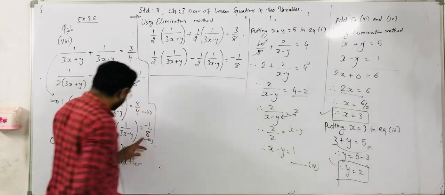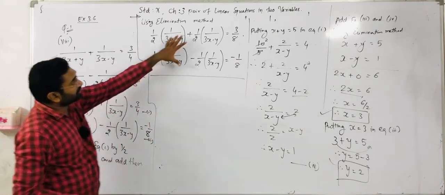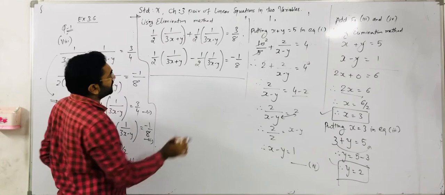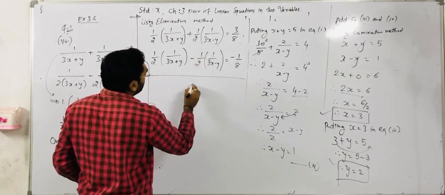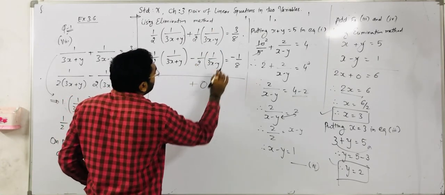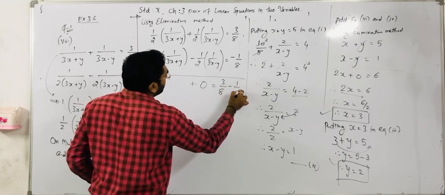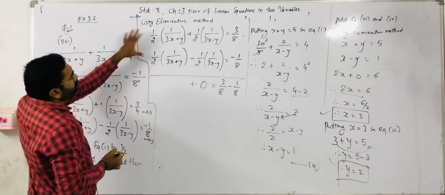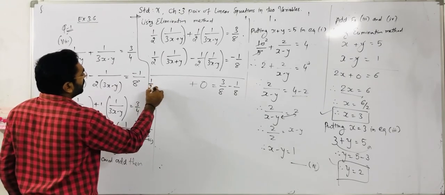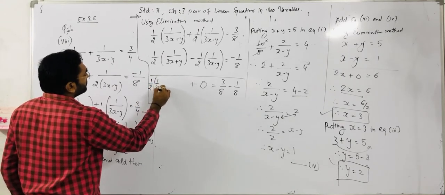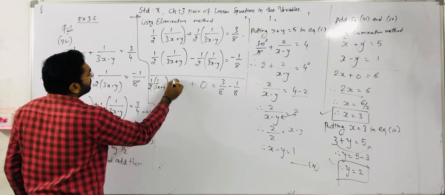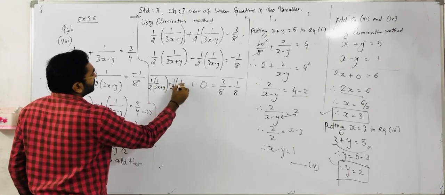So after that, what do we have to do? Add them, because the coefficient signs are different. So the 1/(3x-y) terms become 0 only, right? Here we have to add: 3/8 minus 1/8. And these two terms addition: 1/2 upon 1/(3x+y), and 1/2 upon 1/(3x+y).